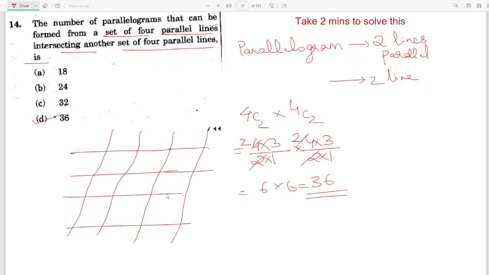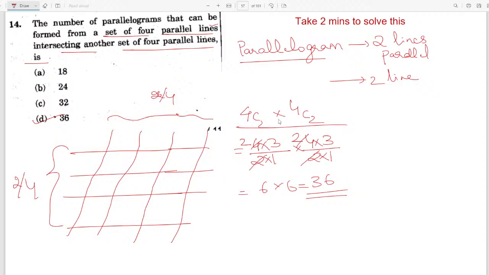So just like yesterday we calculated the number of rectangles and the squares, here they are asking just parallelograms. So out of these 4, I have to take 2, and out of these 4, I have to select 2. How do you select 2 lines out of 4 lines? That is 4C2. And for the other set, that is another 4C2. You multiply these, and you get the total number of parallelograms that can be formed. That's why I multiplied 4C2 and 4C2.